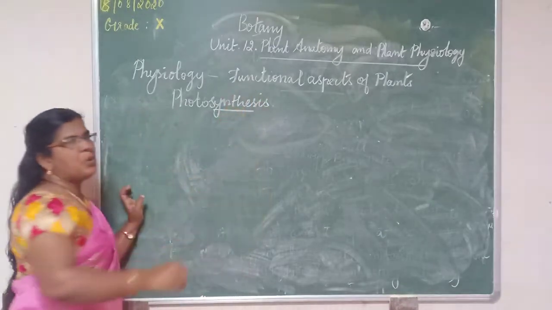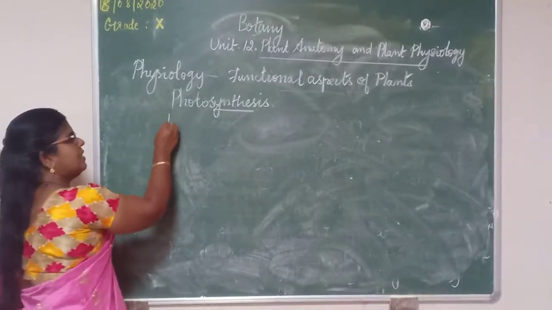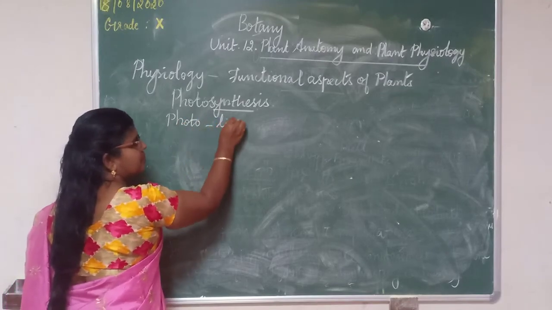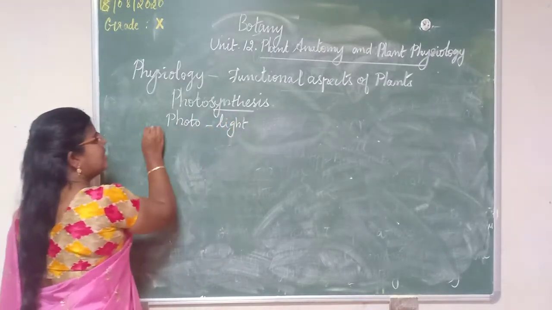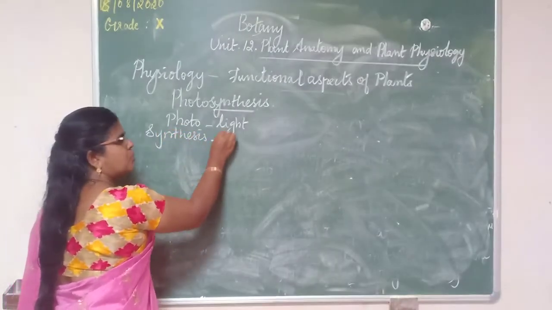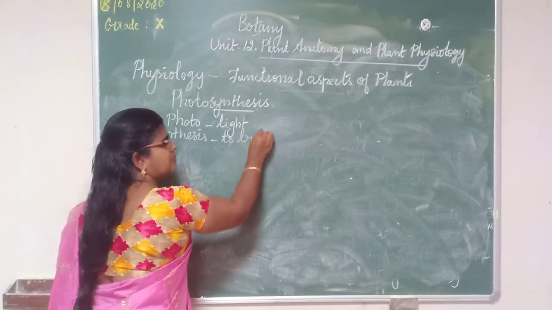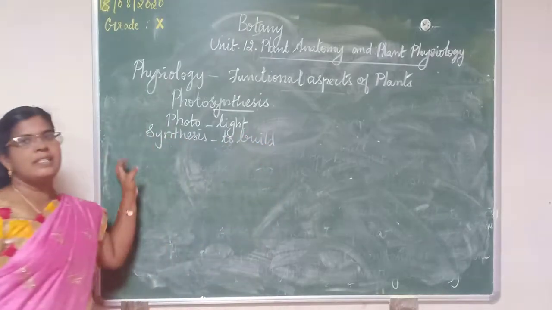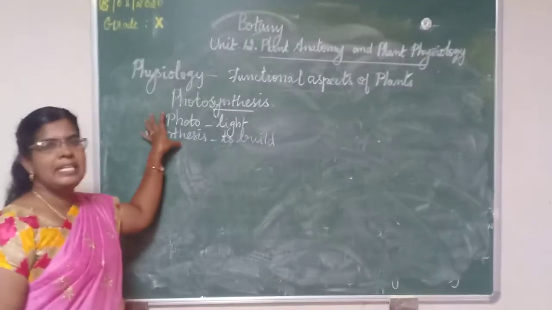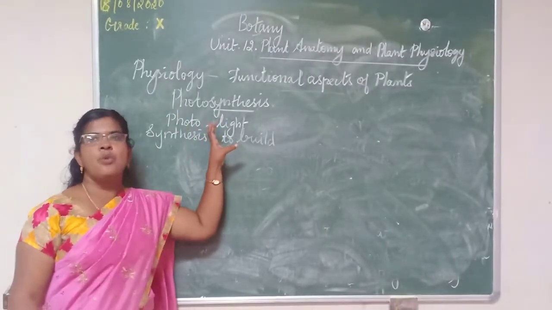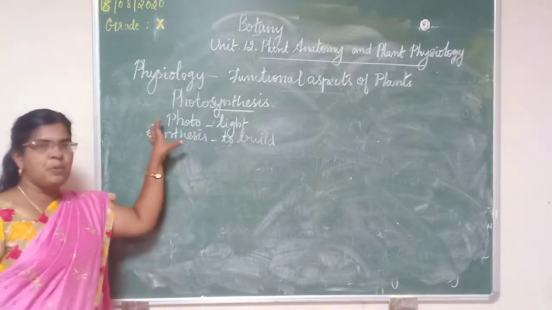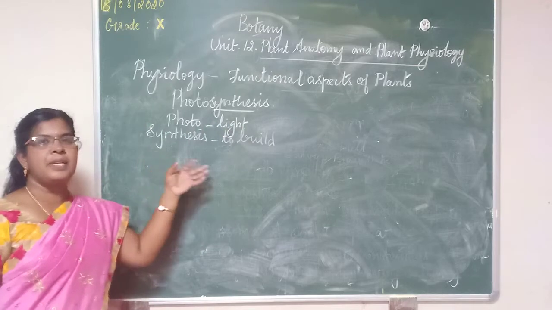The term photosynthesis: photo means light, synthesis means to build. So photosynthesis is a process by which the autotrophic organisms prepare their own food by utilizing sun's light energy. So photo means light, synthesis means to build.